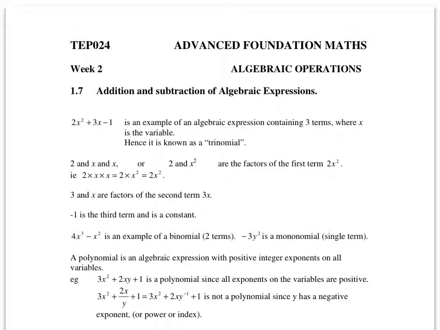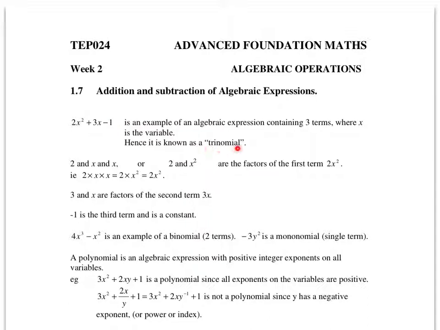Welcome to week 2, a lecture in Advanced Foundation Mathematics, and in today's lecture we're going to be looking at basic mathematical operations such as addition and subtraction of algebraic expressions and also multiplication and division of algebraic expressions, among other things. So our first algebraic expression is 2x squared plus 3x minus 1.